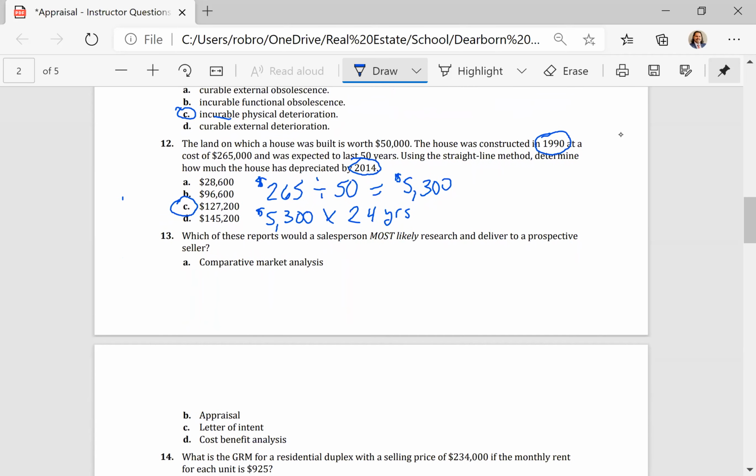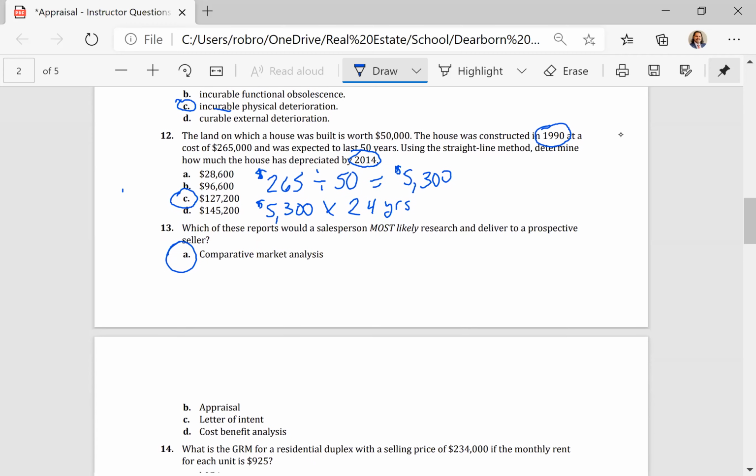All right, number 13. Which of these reports would a salesperson most likely research and deliver to a prospective seller? If you're a good real estate agent, you're going to put that together and deliver it to them. So that would be A, comparative market analysis.